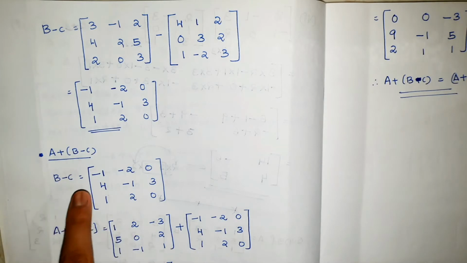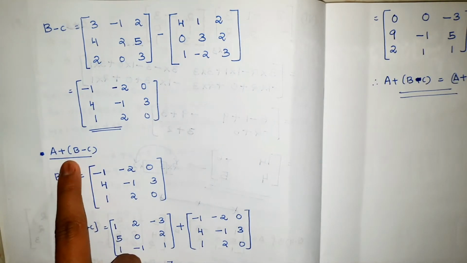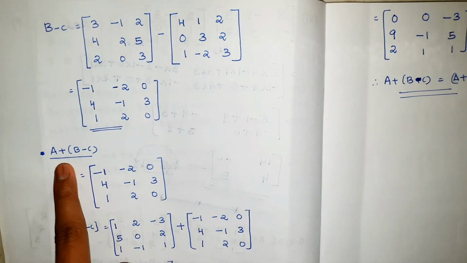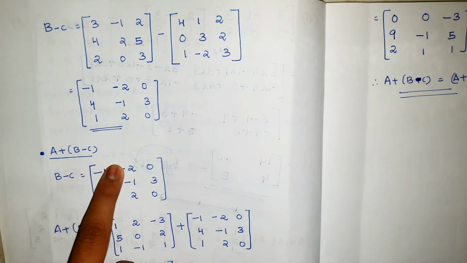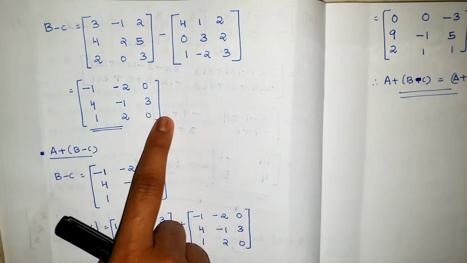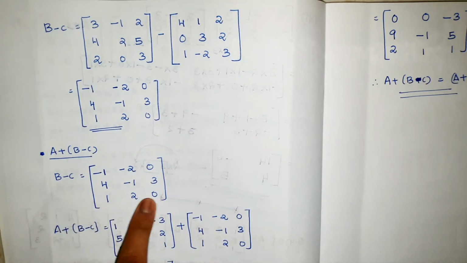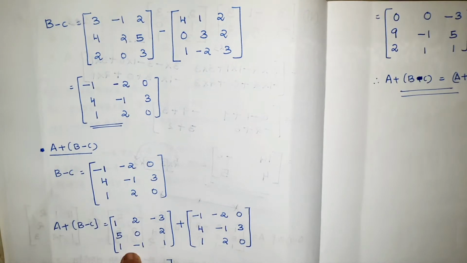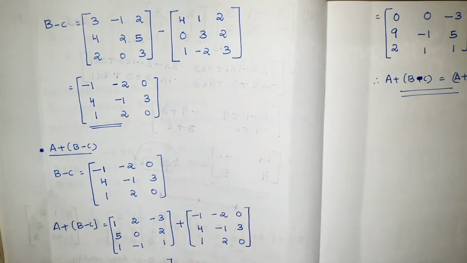Next we have to verify A plus B minus C is equal to A plus B minus C. First we can take the LHS. LHS is A plus B minus C. So we already found B minus C. This is our B minus C, so we have to add A. First one is A. This is our A plus B minus C matrix.